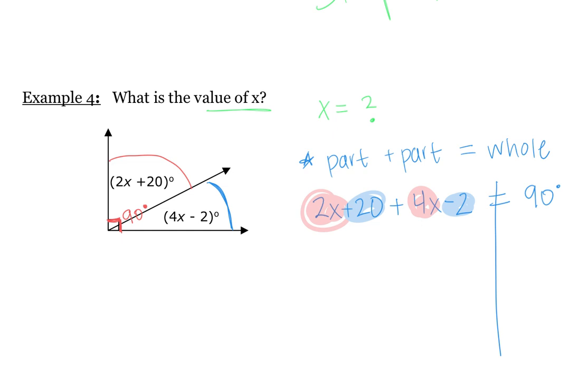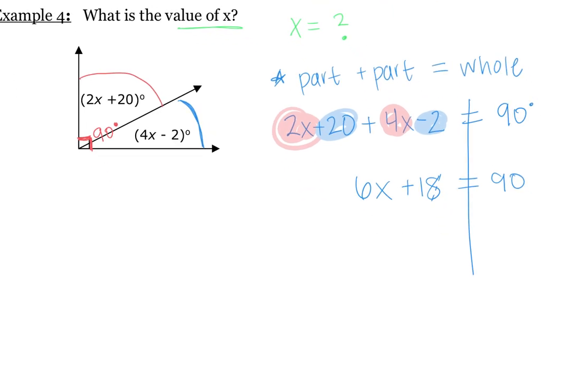I'll go and use my calculator, 2x plus 4x, and it gives me 6x. Please use your calculator. Please recheck your work, your math that you're doing. 20 minus 2 is going to give you positive 18. Okay, or if you go to your calculator and do 20 plus negative 2 or 20 minus 2, it should give you that 18. Okay, so let's bring down that 90.